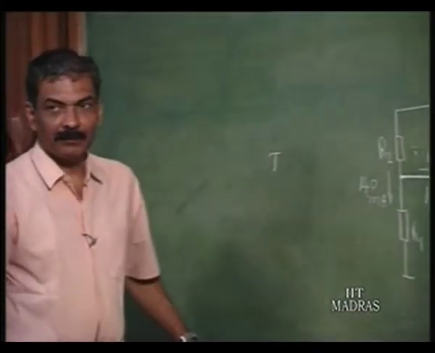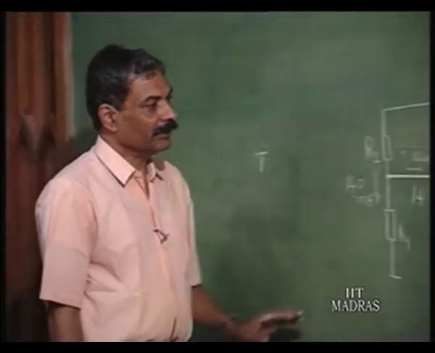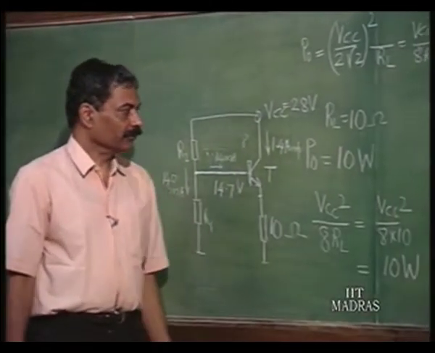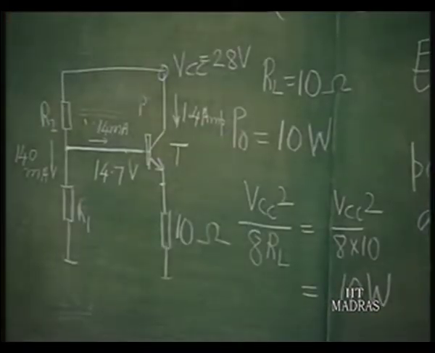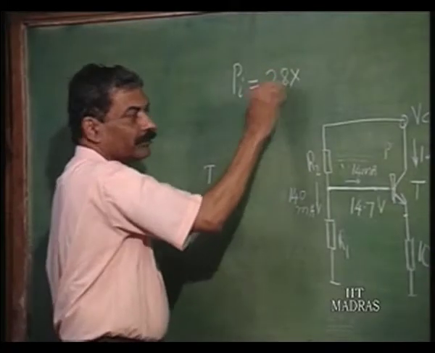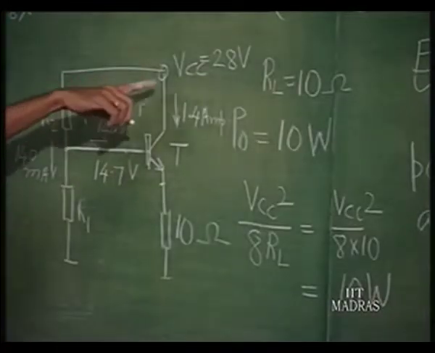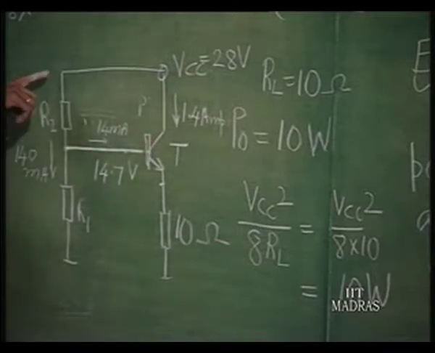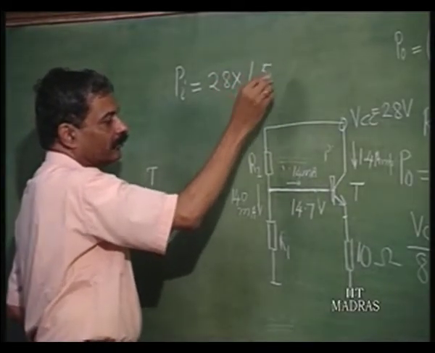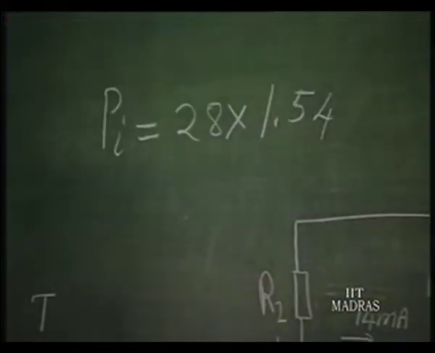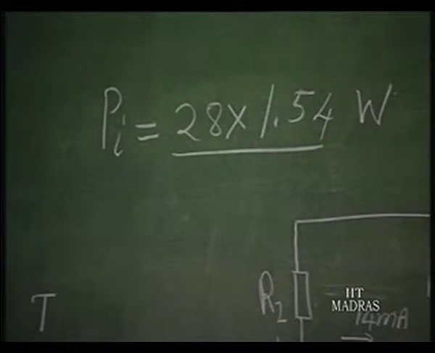10 watts is dissipated in the output. What is the power input? Let us see. 28 into about 1.4 plus 0.14, so 1.54 amperes. That is the power input.